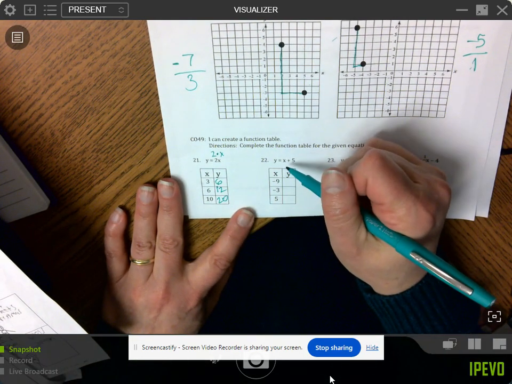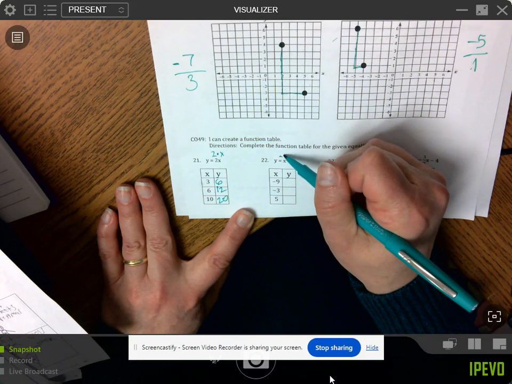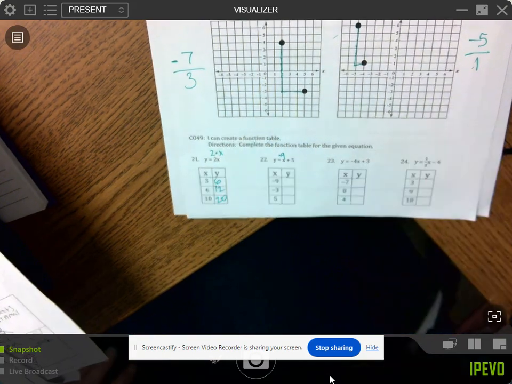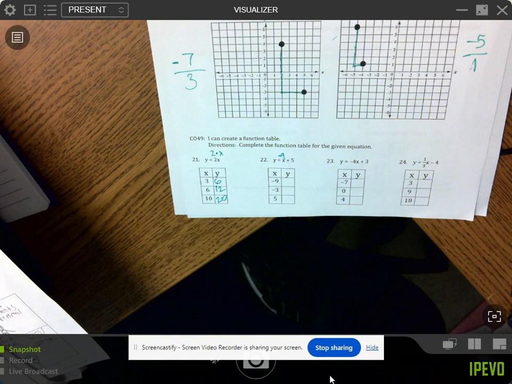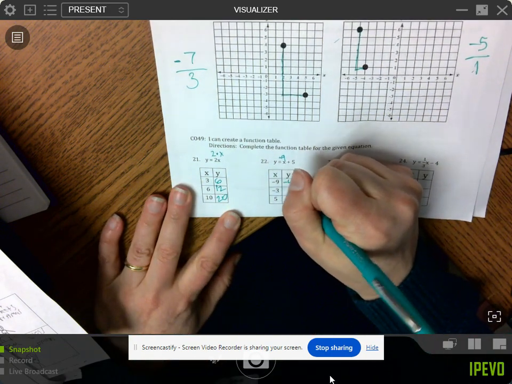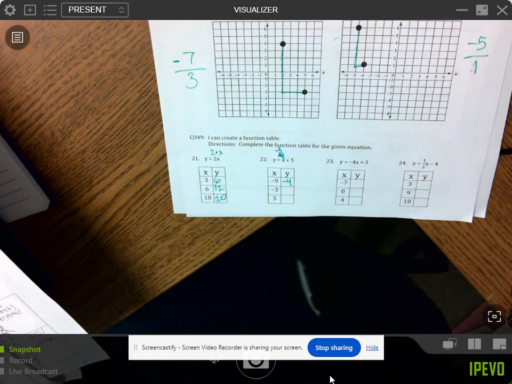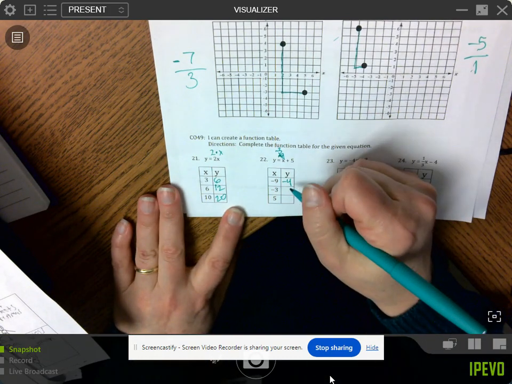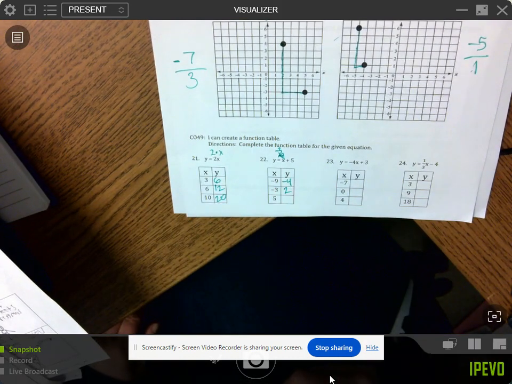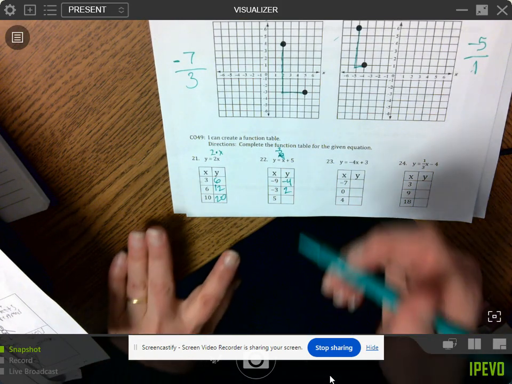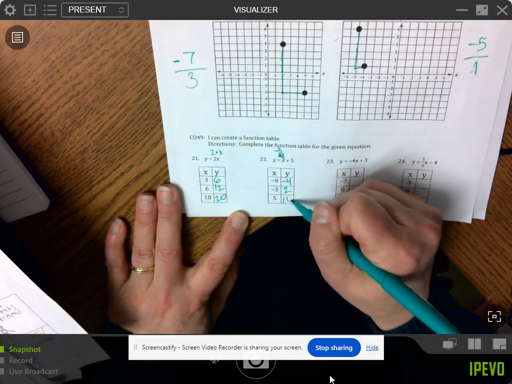For number 22, now I have -9 plus 5. Some of us forgot how to work with our negative numbers. So -9, if I'm at -9 on the number line and I add 5 to it, I get up to -4. Now I have -3 on the number line. If I add 5 to it on that number line, I come to a +2. And if I'm at a 5 on the number line and I add 5 to it, I get 10.